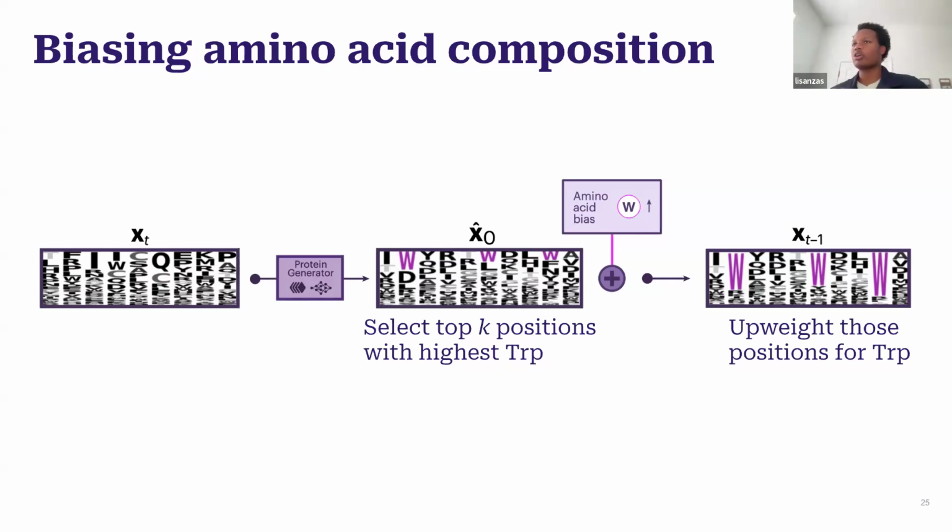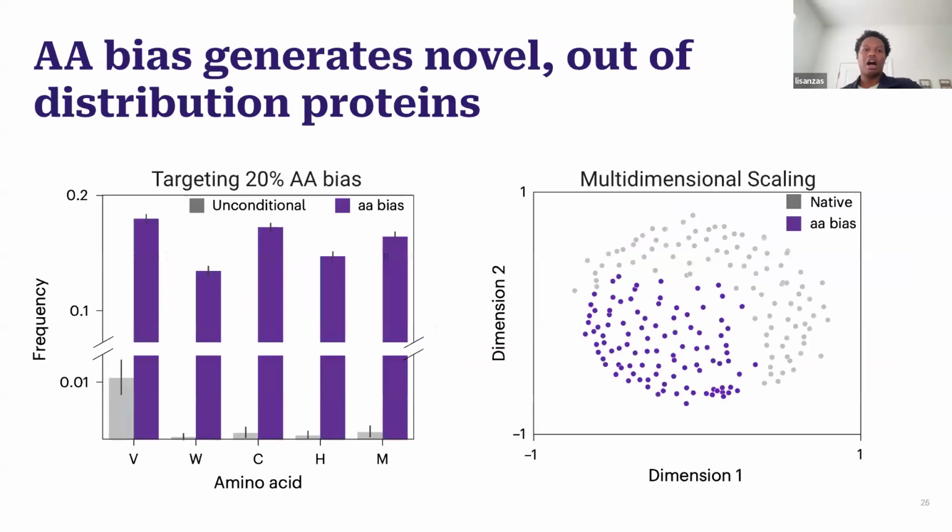Now, this paradigm works fairly well because we chose to do this on amino acids which the model does not sample very much, if you remember from our previous slide. These specific ones were valine, tryptophan, cysteine, histidine, and methionine. Unconditionally, we see that the model is not sampling those amino acids very much at all. But with our biasing, we can get these amino acids to represent approximately 20% of the protein. To see whether these proteins occupy a unique place within sequence space, we do some multidimensional scaling, and we see that there are two distinct populations.